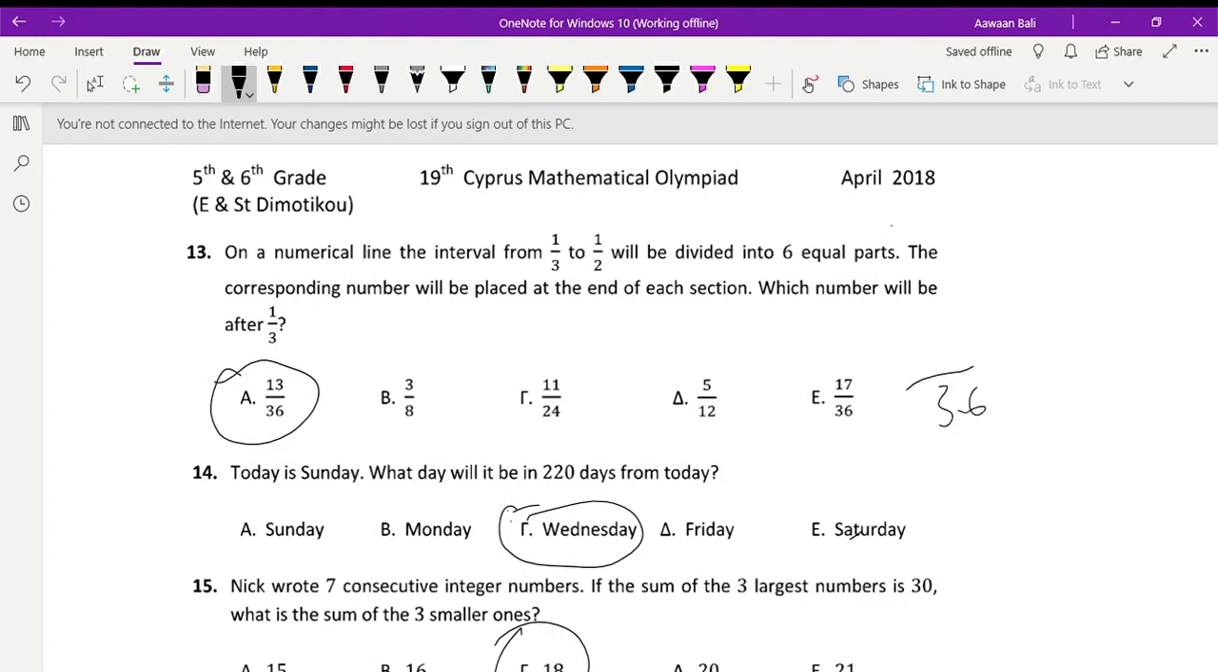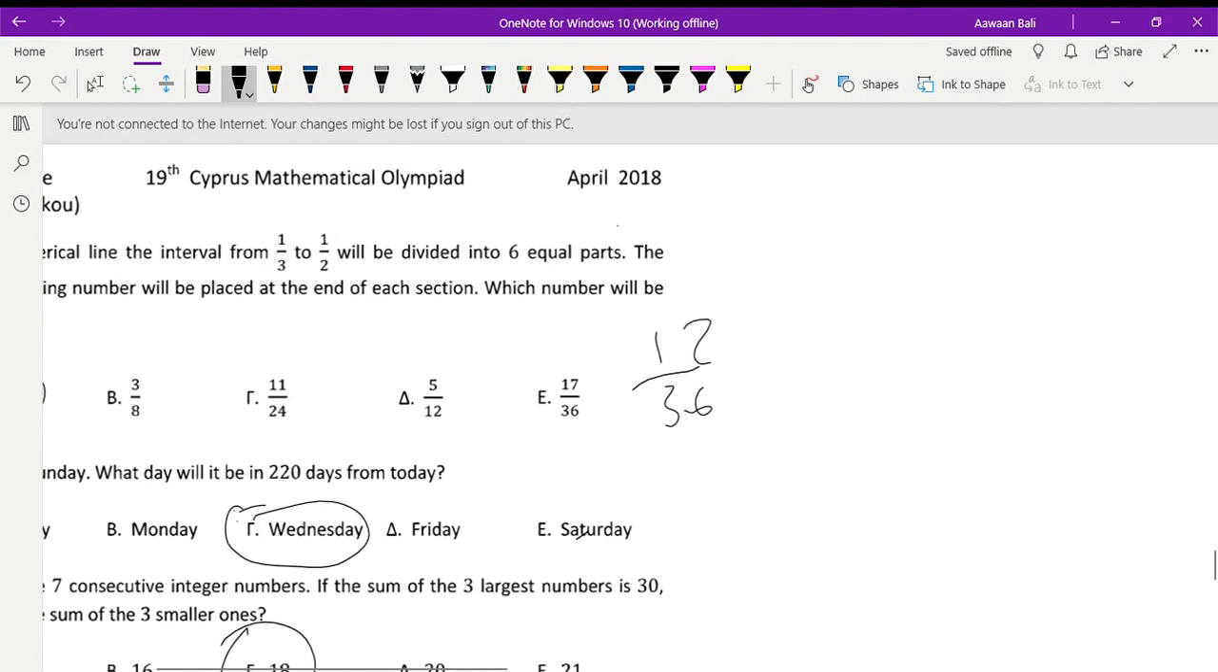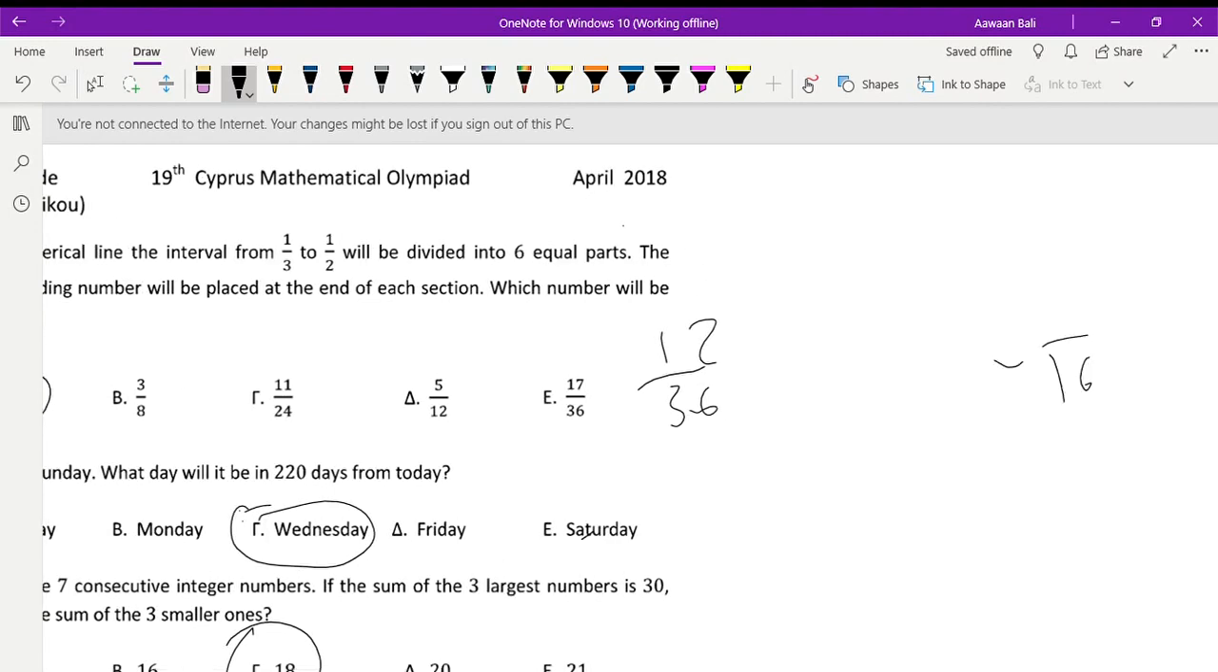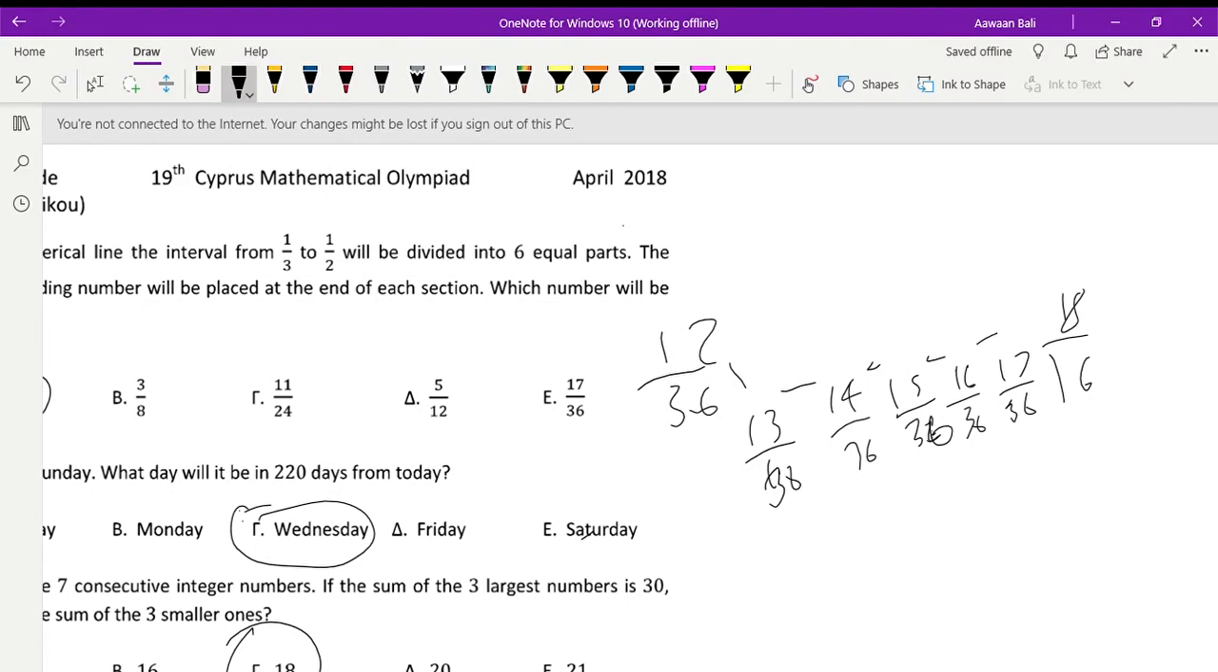So 1/3 will become 12 upon 36, and a half will become 18 upon 36. It works well. We have 13 upon 36, 14 upon 36, 15 upon 36, 16 upon 36, 17 upon 36. So that's 1, 2, 3, 4, 5, 6 spaces.